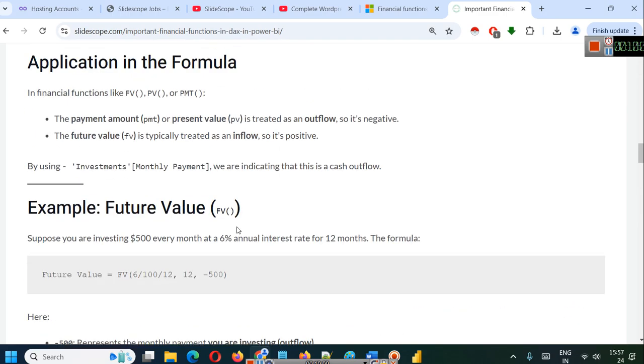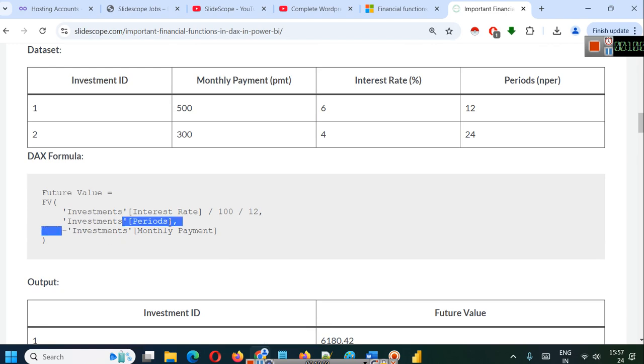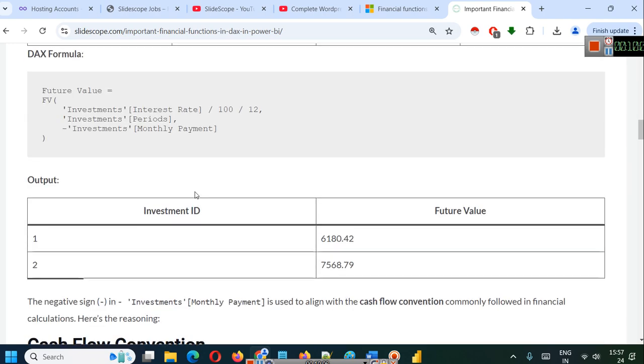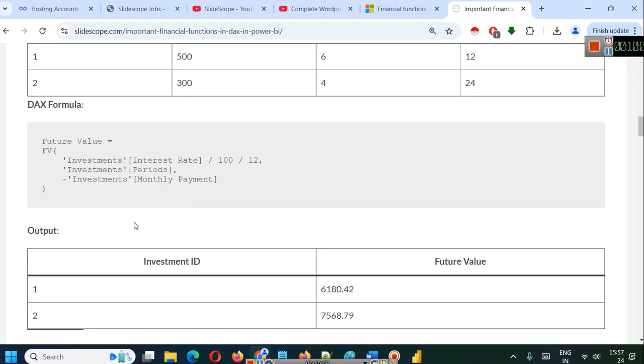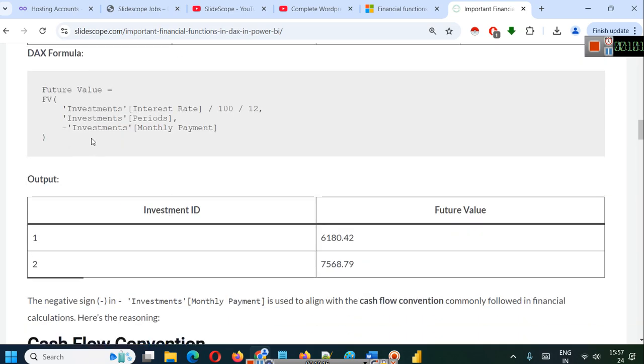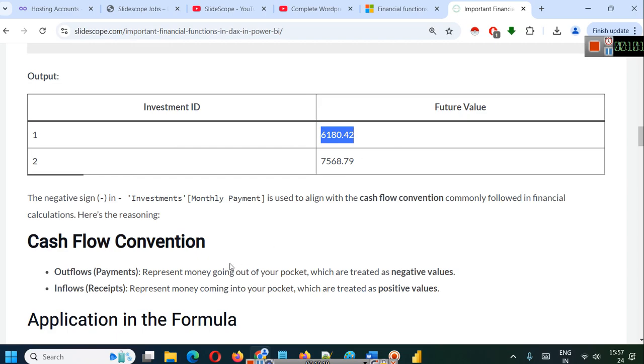So make sure when you are using something in the formula, you use the signs properly. Loans, investments are all something that we give. The loan amount, the monthly payment, and what we receive is positive.